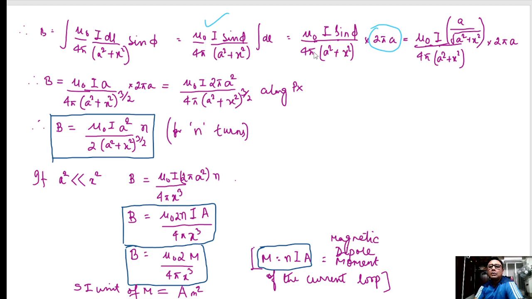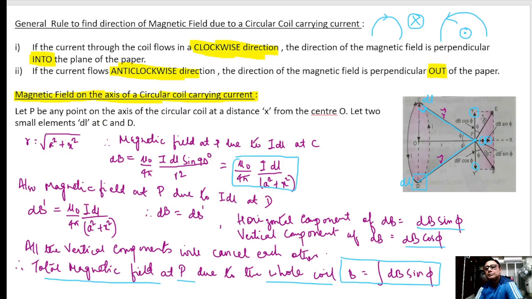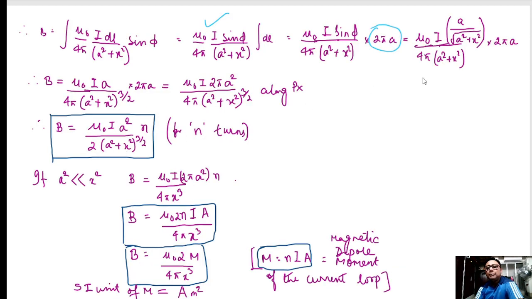Now put the value of sin phi. What is sin phi? As you can see, sin phi is perpendicular by hypotenuse, which is a by r. So if I put it here, a by r, where r is this, on calculation we are getting this. That means this is our magnetic field due to the whole circular wire along PX.